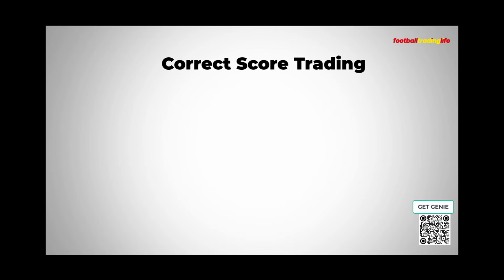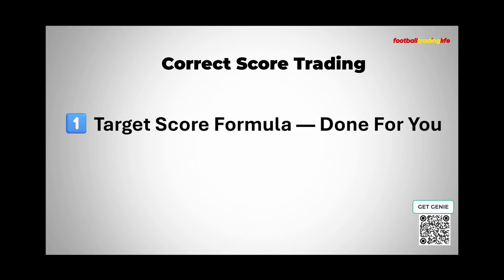Let's talk about what is probably my favourite feature, if you haven't guessed it, with regards to the Football Trading Genie. It is the correct score trading AI side of things. With the correct score trading prompt within the Football Trading Genie, you're going to get a target score formula for any match basically done for you. If you've traded the correct score market, you will know how time consuming it can be to research a match and try to pick out your target score formula. But thankfully, we've got the AI, that mathematical brain which can just crunch all the numbers and give us a target score formula within just a few seconds.